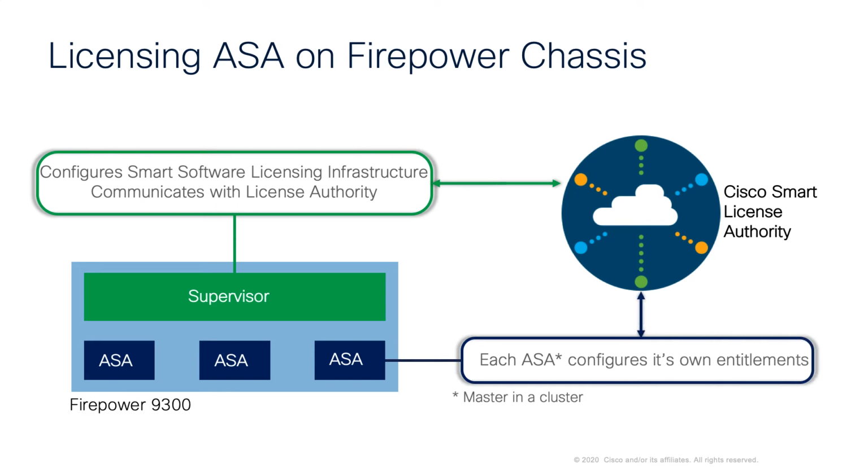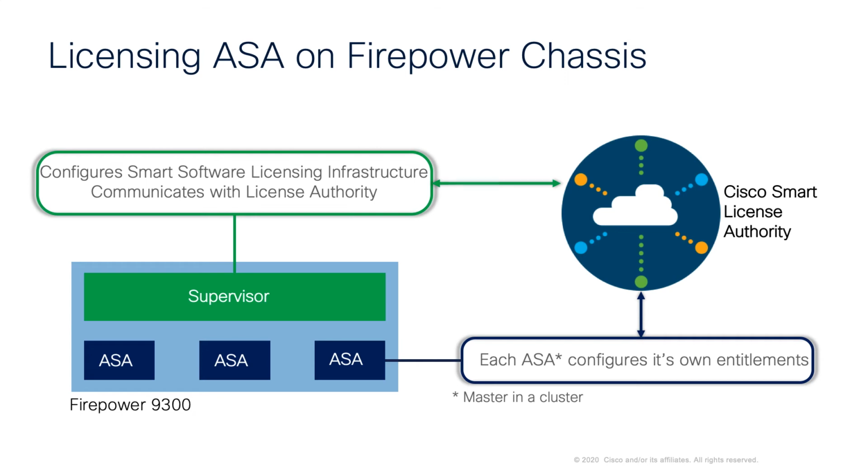Once the chassis is registered with the Cisco license authority, each ASA will then need to configure its own entitlements. Obviously, if this is an ASA cluster, then you only need to configure the entitlements in the master of that cluster.